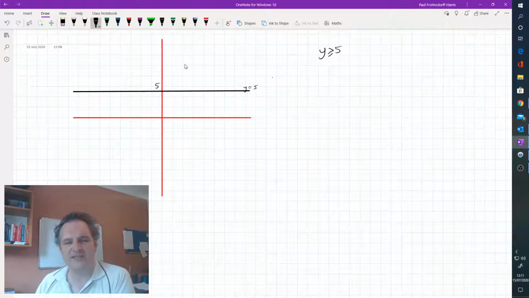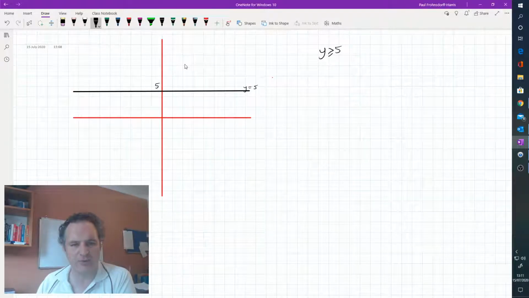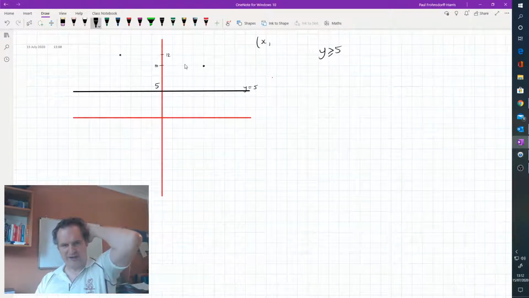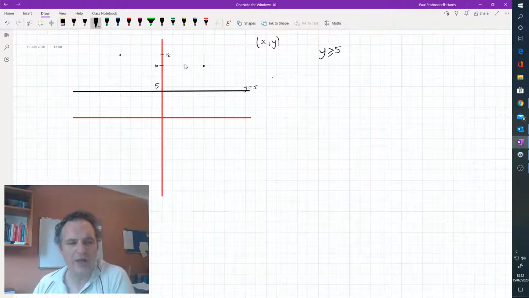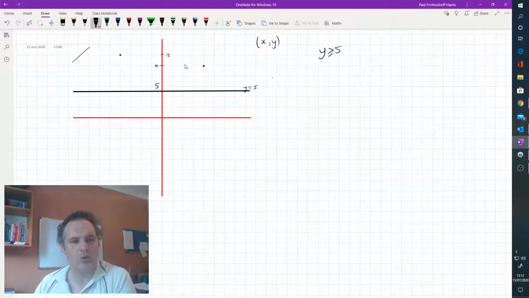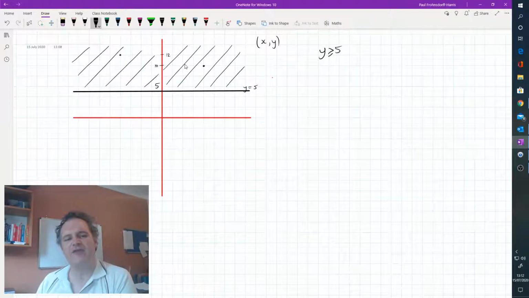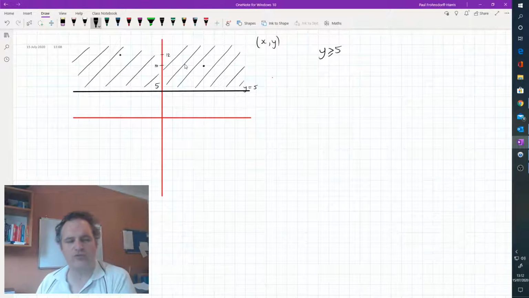Now, all the places above the line will be where y is greater than 5. Let me prove that by choosing a point. On this point here, y is 10. So if y is 10, 10 is greater than 5. At this point here, y is 12. All the points here, the y value is greater than 10. Remember, in a coordinate, you have an x value and a y value. So what we do is we then just shade all the places greater than or equal to the line. And remember, if it is or equal to, it's a solid line.